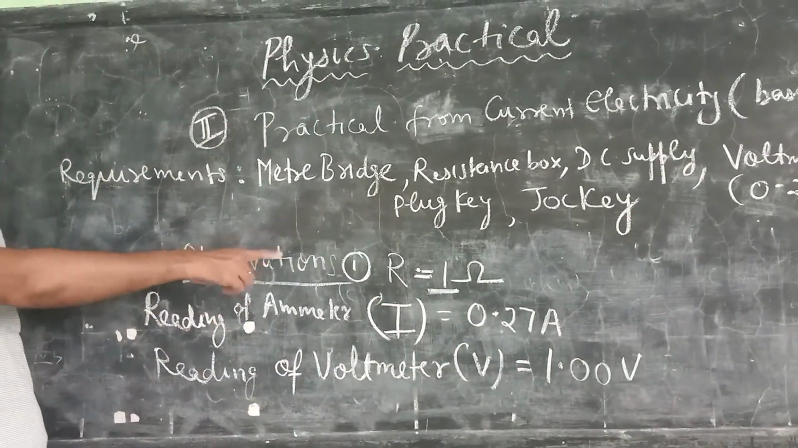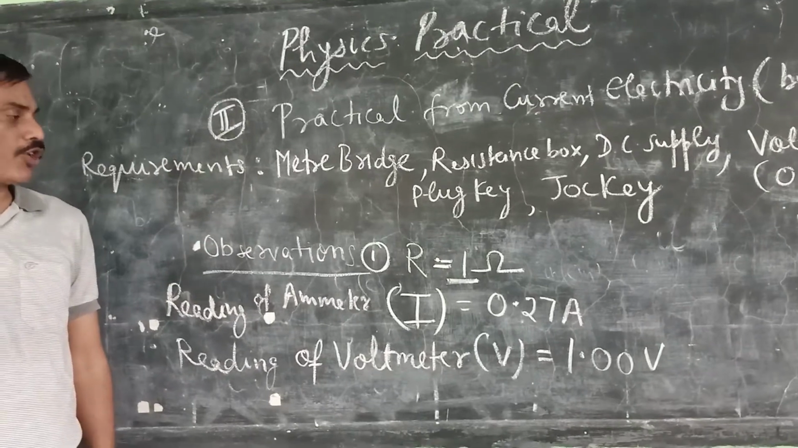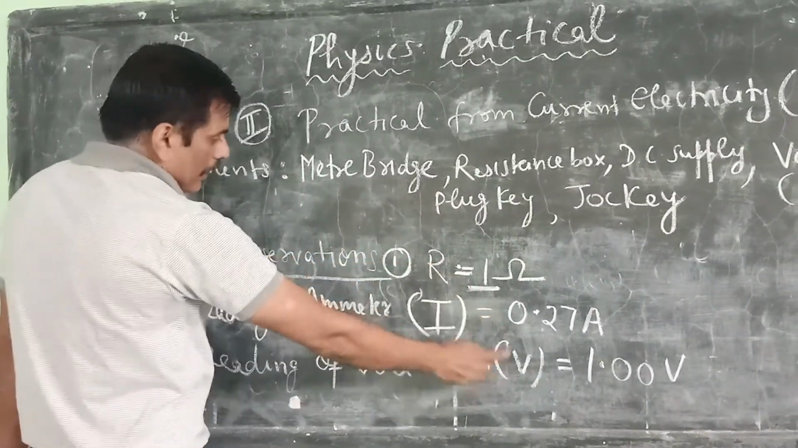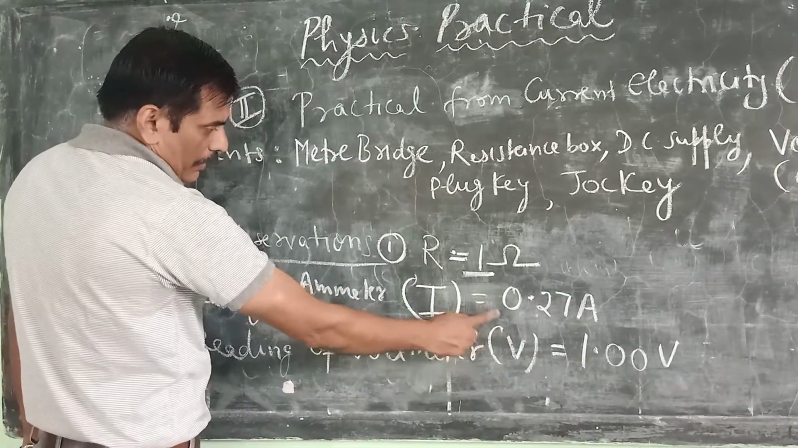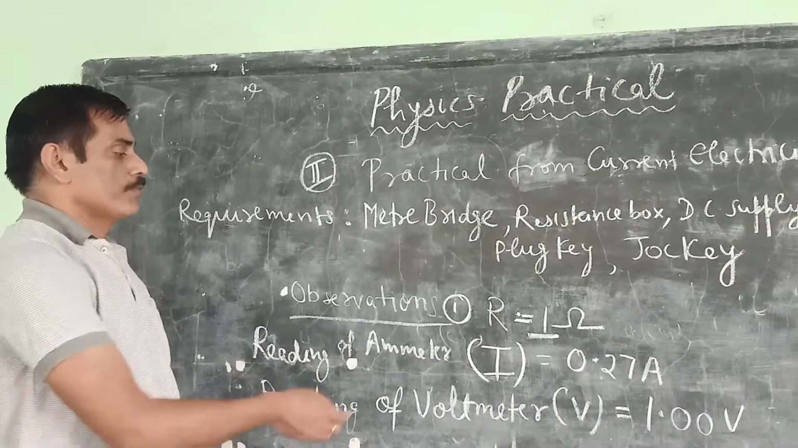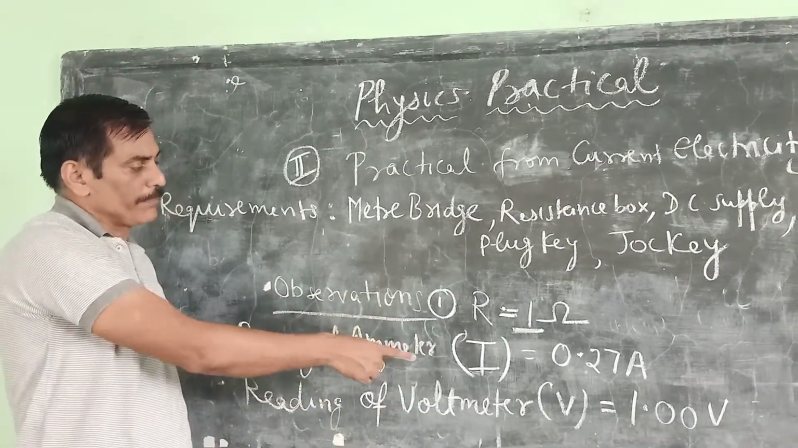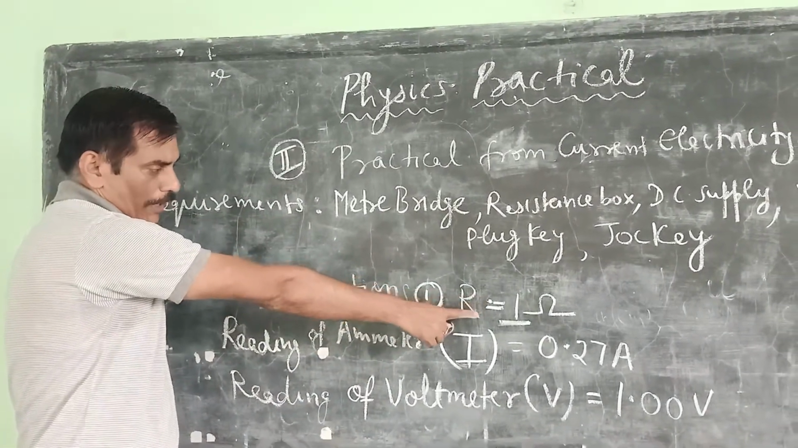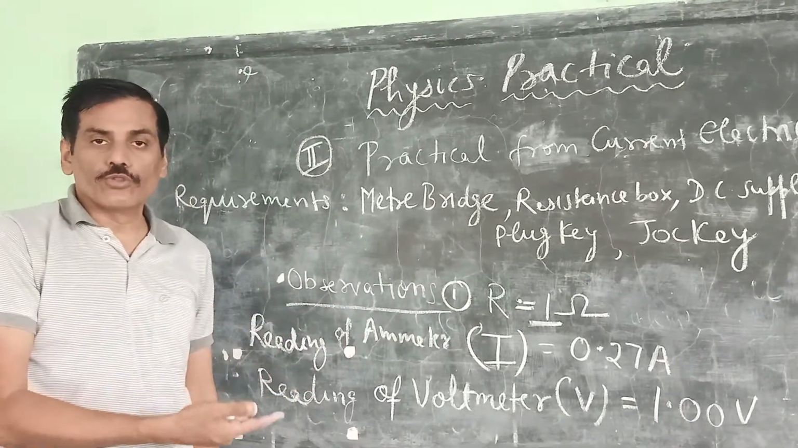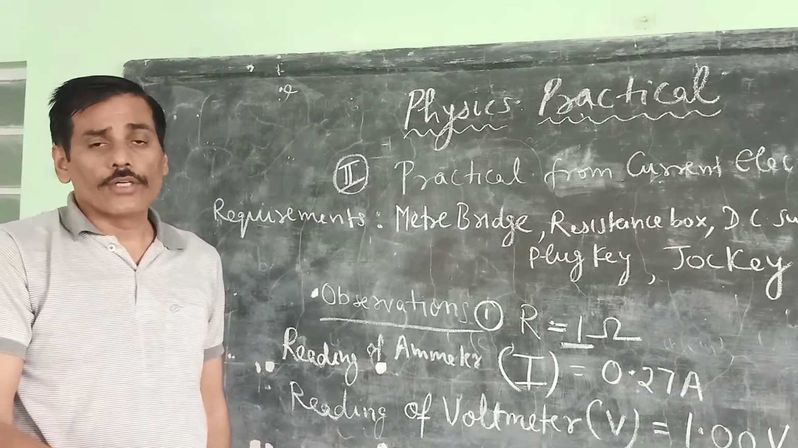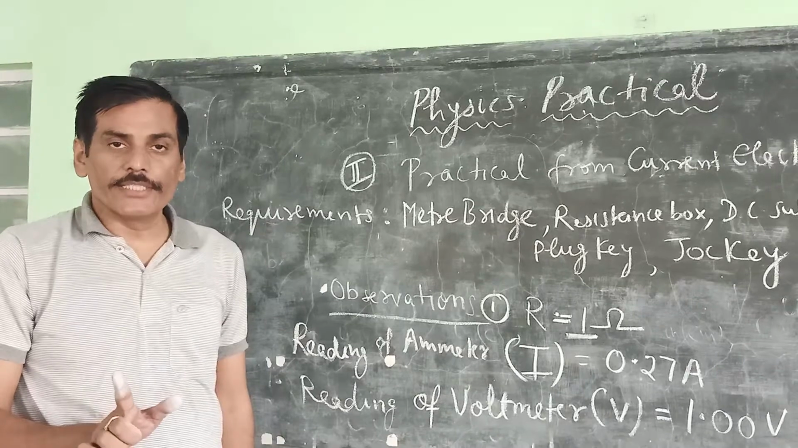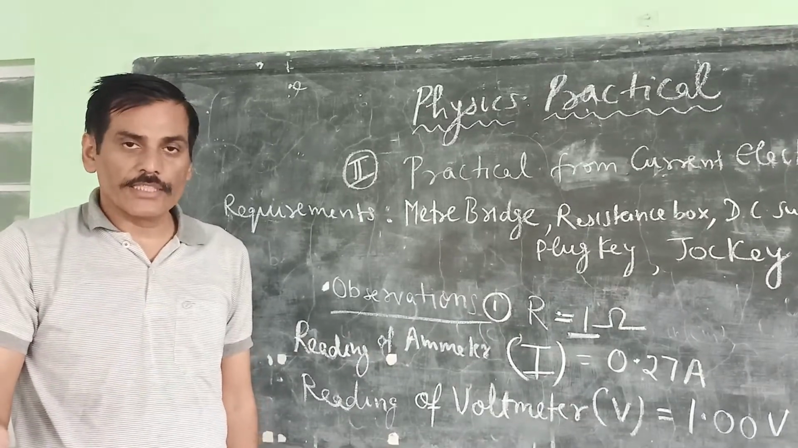Third, instead of 2 ohm, we'll take 3 ohm. If 3 directly is not there, we can take out 1 ohm and 2 ohm. R will become 3 ohm. Respectively, we'll check the readings of ammeter and voltmeter. Same process we have to keep on repeating, starting from R is equal to 1 ohm, which I have already explained in the video. Then you have to continue the same thing for R is equal to 2, 3, 4, 5, 6, at least 5 to 6 sets of readings you have to complete. Calculation part I will explain to you later.